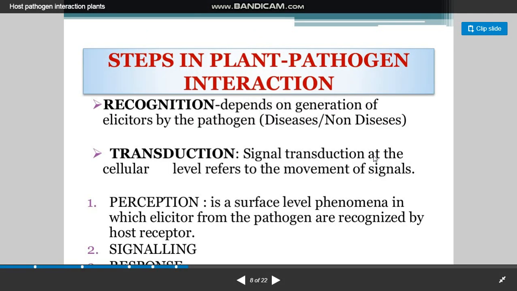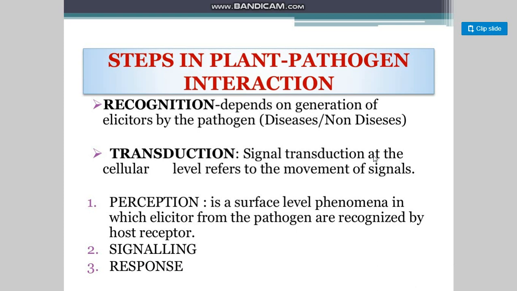Steps in plant pathogen interactions: the first one is recognition, which depends on generation of elicitors by the pathogen. Then transduction: signal transduction at the cellular level refers to the movement of signals. Signal transduction has three steps. First is perception, a surface level phenomenon in which elicitors from the pathogen are recognized by host receptors. Second is signaling, and last is response.